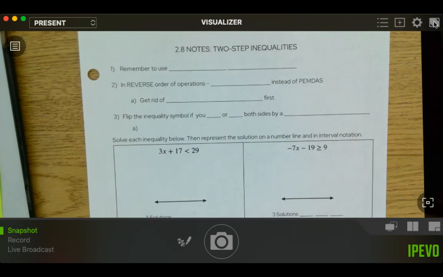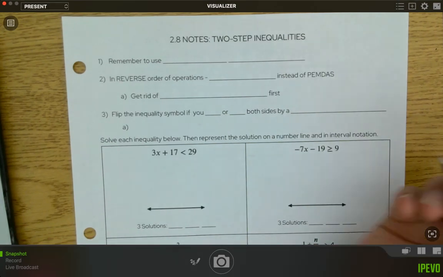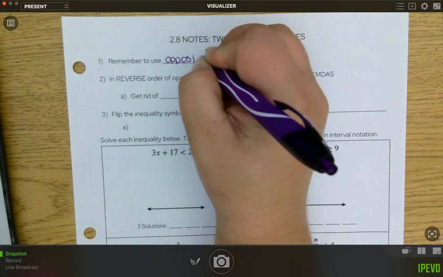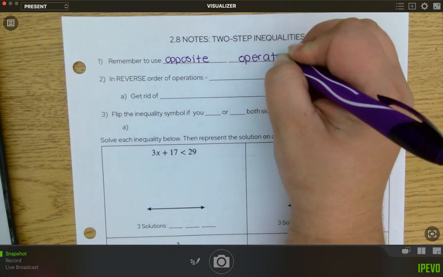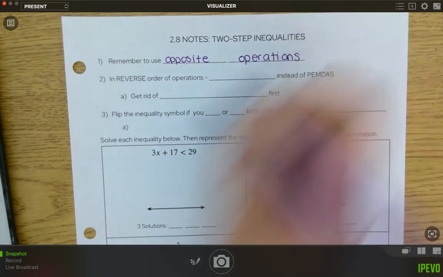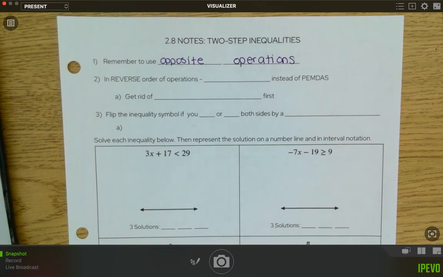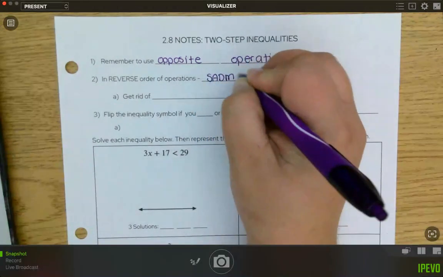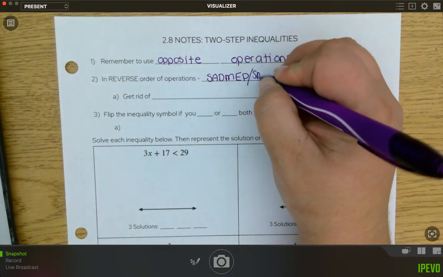Welcome to the 2.8 notes for two-step inequalities. Remember that we are going to be using opposite operations to get x by itself, just like we do with equations. But not only are we using opposite operations, we're also going in the reverse order of operations. So if you've used PEMDAS before, we're going to use SADMAP. Or if you use GEMS, we're going to use SMEG.